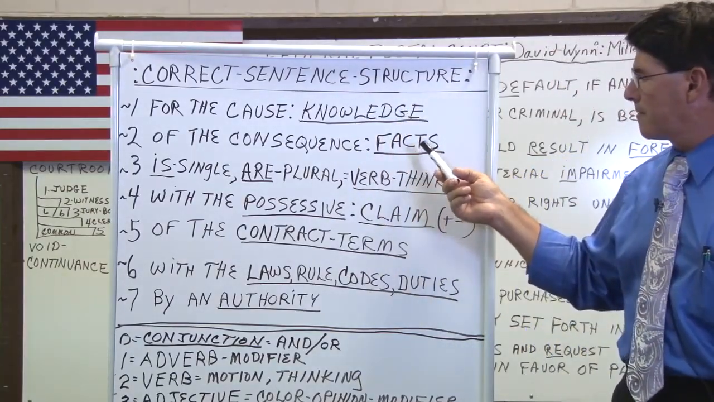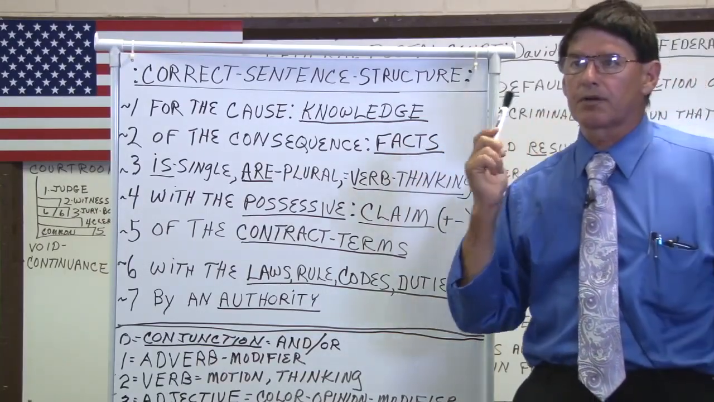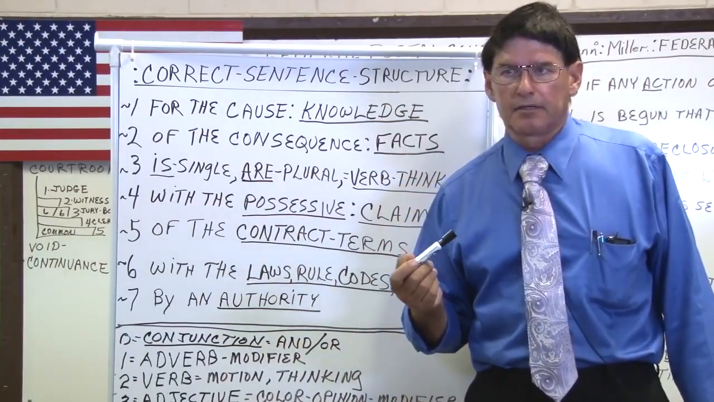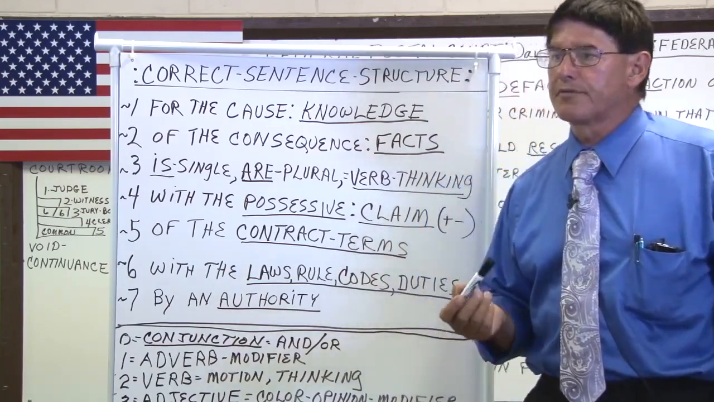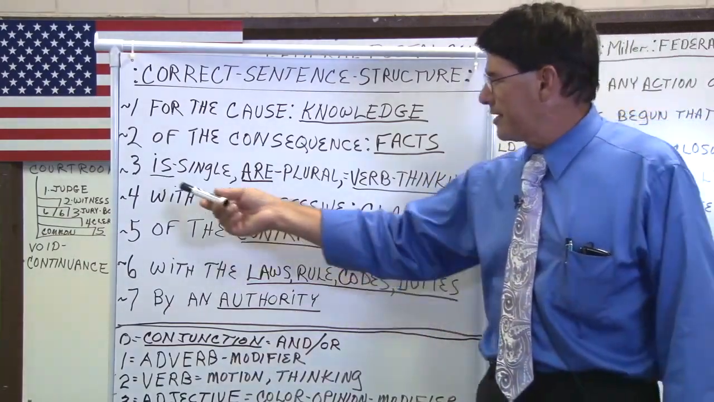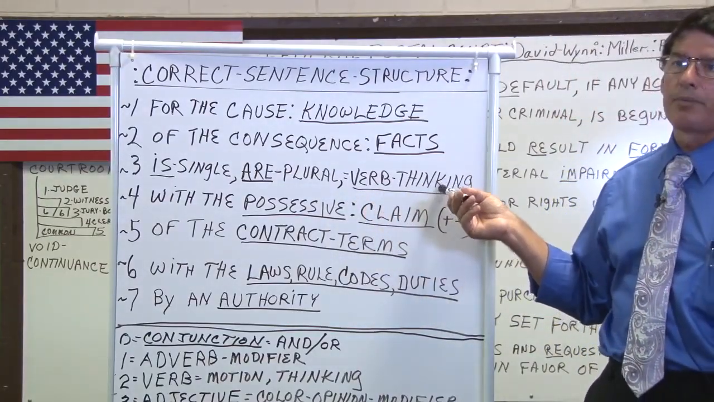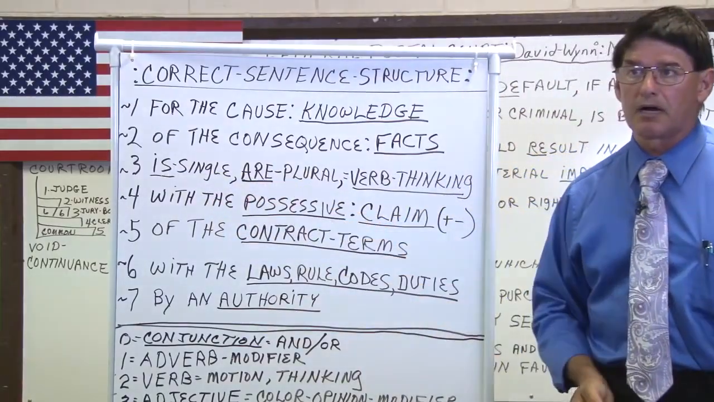Once your knowledge is established as facts in your brain, it's like a computer. In order to bring any information out of your brain or out of a computer, you have to think. And thinking then becomes the verb of action. You have is as a singular and are as a plural. So the verb thinking now becomes these are the only two verbs in English language, is and are.